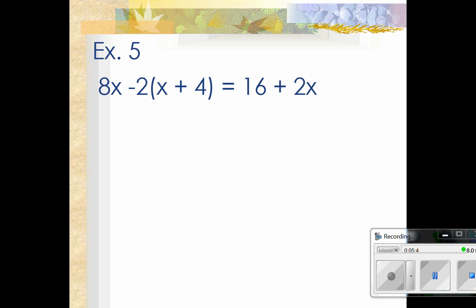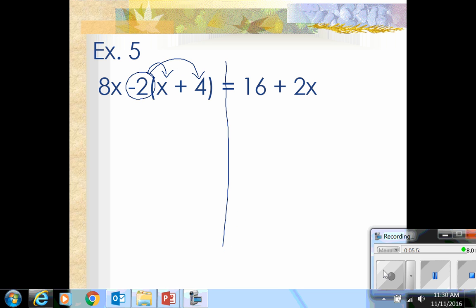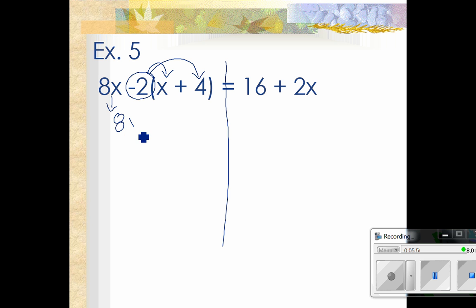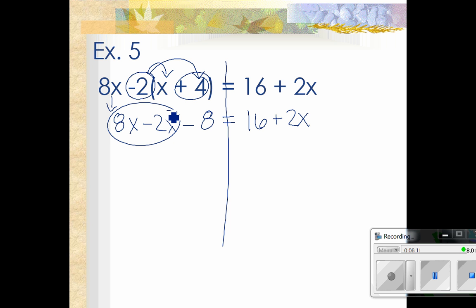Our last example is example 5. So we're going to circle the negative 2 and distribute first. We're going to bring down the 8x. And negative 2 times x is negative 2x. Negative 2 times positive 4 is negative 8. Equals 16 plus 2x. Combine like terms. 8x minus 2x is 6x minus 8. And bring the rest of the equation down.